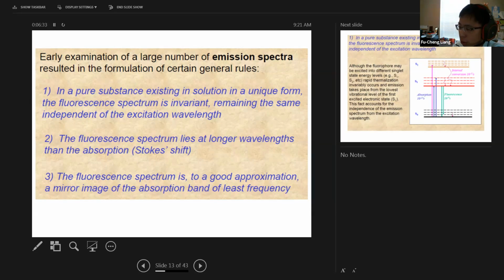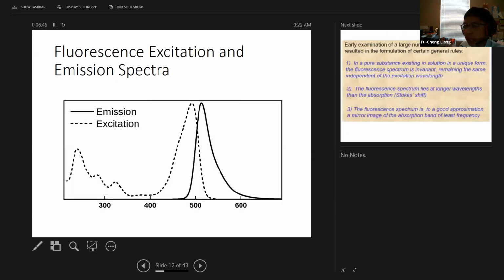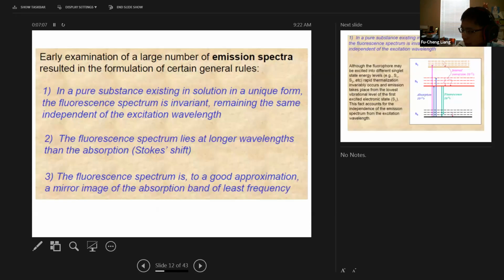The second general rule is that the fluorescence spectrum lies at a longer wavelength than the absorbance spectrum. Sometimes this is called the Stokes shift. We see here the mirror image between emission and excitation, and the maximum, the highest intensity of the emission spectrum, always has a longer wavelength than the excitation spectrum. The difference between these peaks is called the Stokes shift, and this Stokes shift is an example of why fluorescence always has a longer wavelength than absorbance.